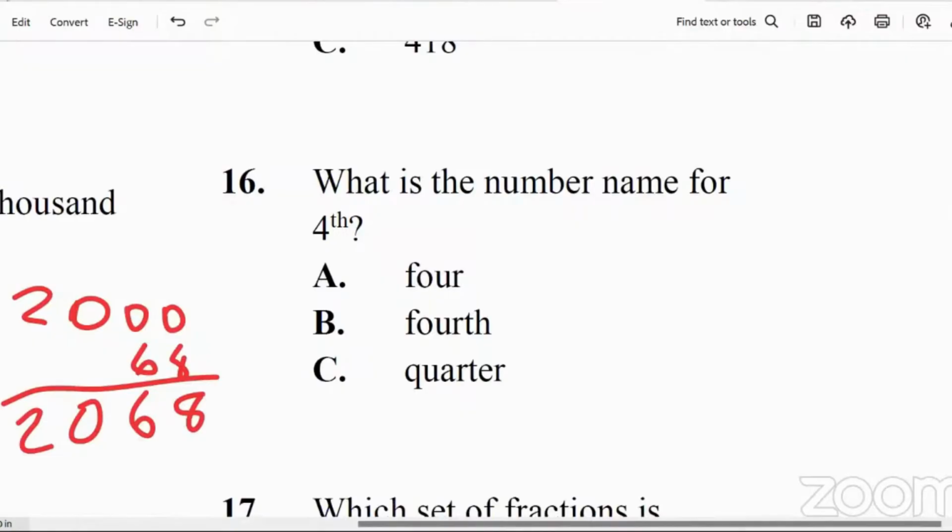All right, question 16. What is the number name for fourth? Is it 4, fourth, or quarter? All right, the answer, as the number suggests, fourth. Okay, that 4 with the TH. This is how you would write that number name.